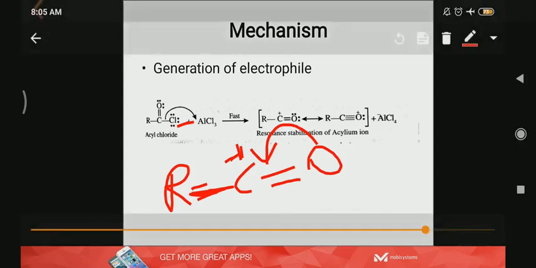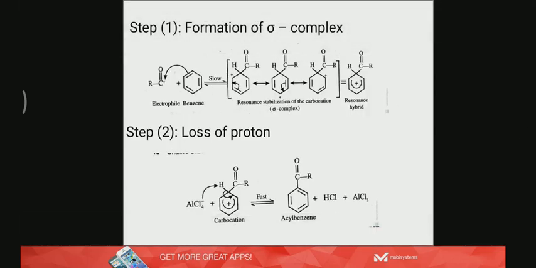Okay, let's go to the mechanism. Step 1, as usual, attack of the electrophile. What is the electrophile here? The acylium ion attacks the ring, forming the sigma complex or arenium ion. As usual, it is resonance stabilized. And in the second step, AlCl4 minus, that is the Lewis base, abstracts hydrogen as H plus, forming the product, that is acyl benzene, and the byproducts are HCl and AlCl3.